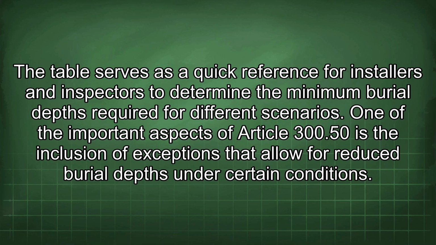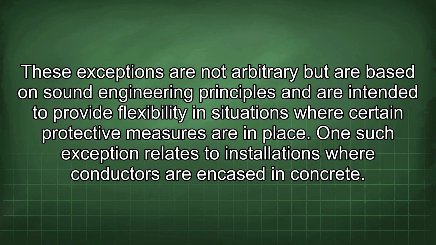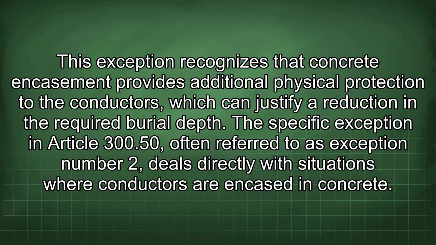under certain conditions. These exceptions are not arbitrary but are based on sound engineering principles and are intended to provide flexibility in situations where certain protective measures are in place. One such exception relates to installations where conductors are encased in concrete. This exception recognizes that concrete encasement provides additional physical protection to the conductors, which can justify a reduction in the required burial depth. The specific exception in Article 300.50, often referred to as exception number 2, deals directly with situations where conductors are encased in concrete.